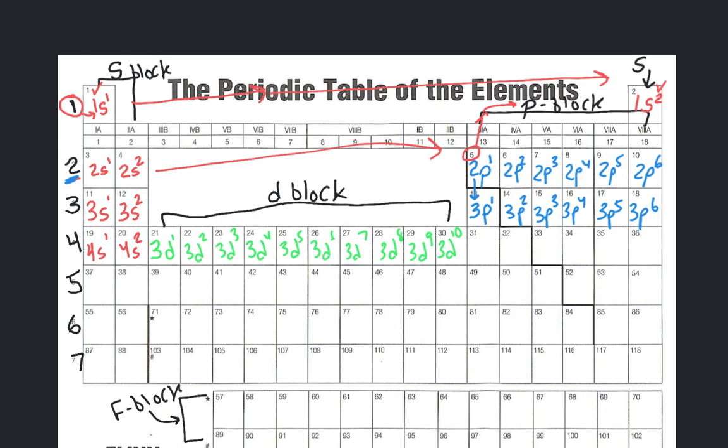And then once we pass the 3D10, element number 30, we're back in the P block. So remember, the P block, it's right here. Here's the P block. And then the D block is next to that, and then the S.